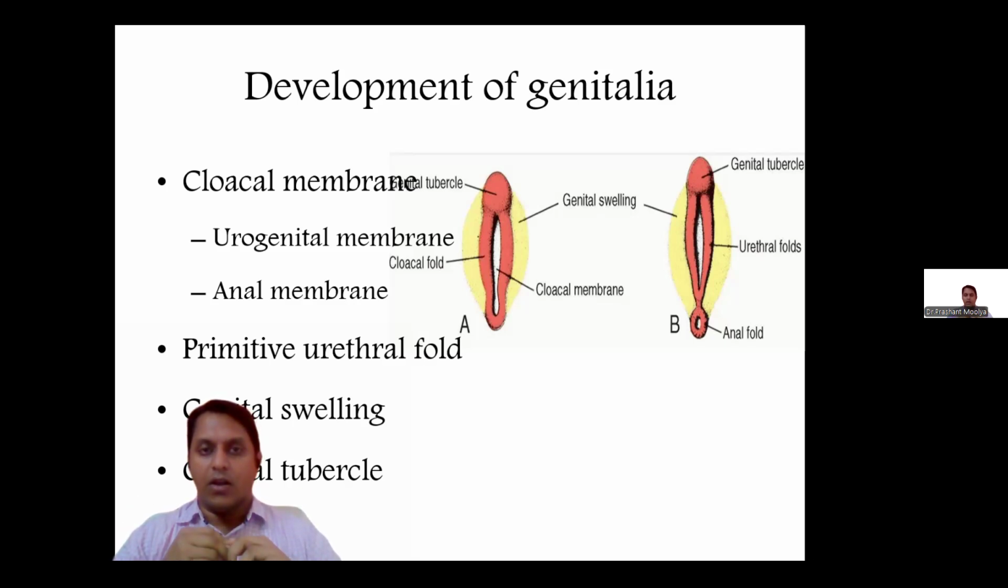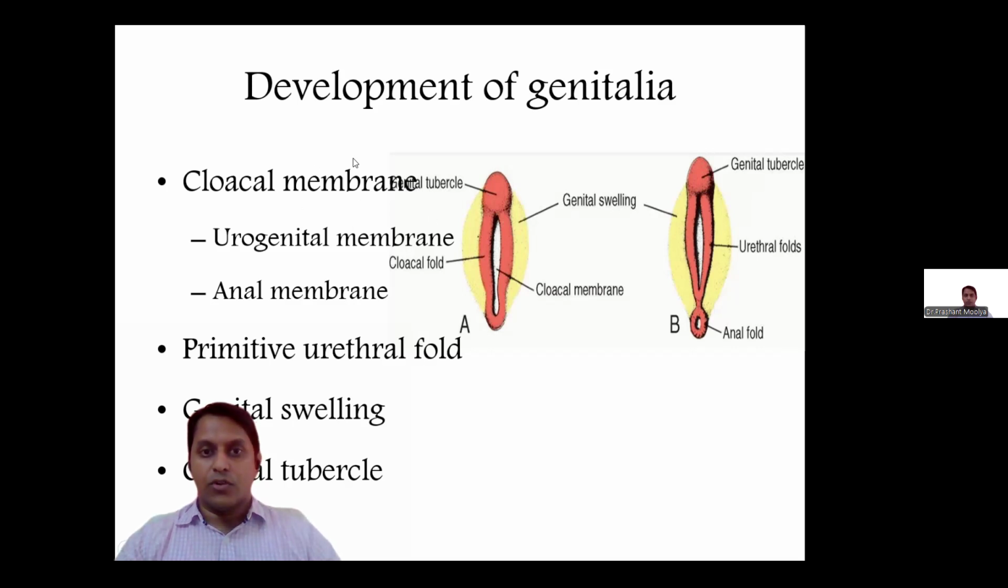Now let us see what changes are happening in the genitalia and where they are happening. The genitalia is differentiated into male and female. The factor responsible is again the SRY gene, which stimulates Sertoli cells and the Leydig cells. The Leydig cells secrete testosterone and dihydrotestosterone, which bring about the differentiation of male gonads and male genitalia. So let us see what happens initially.